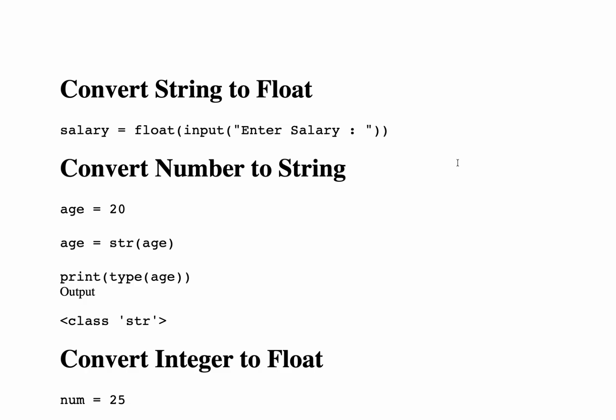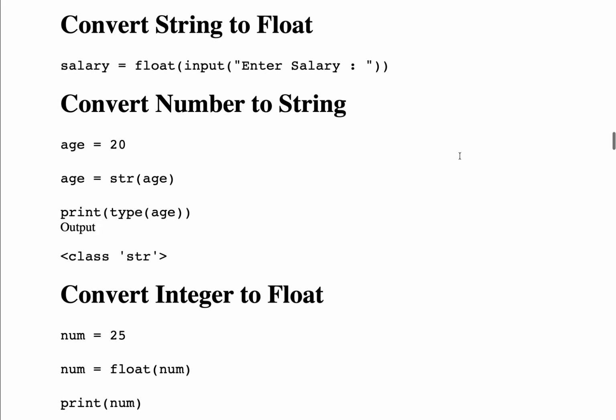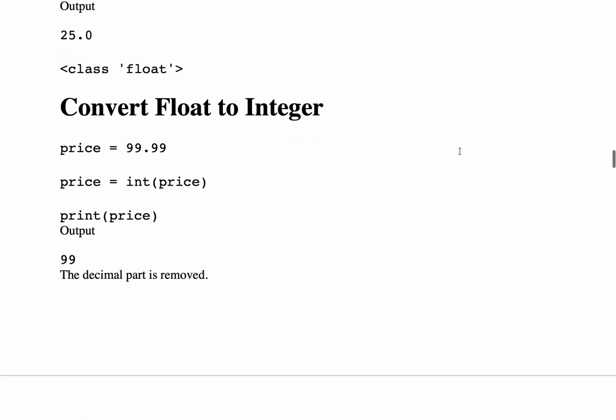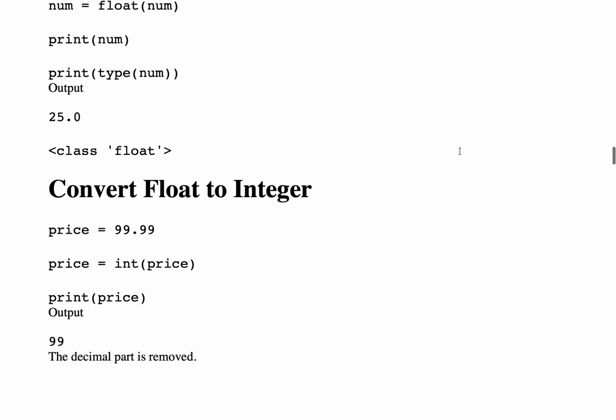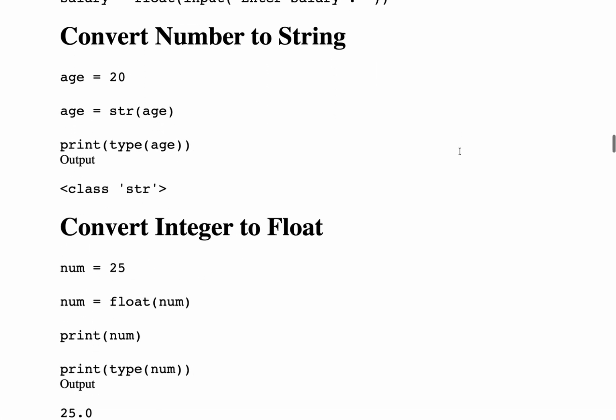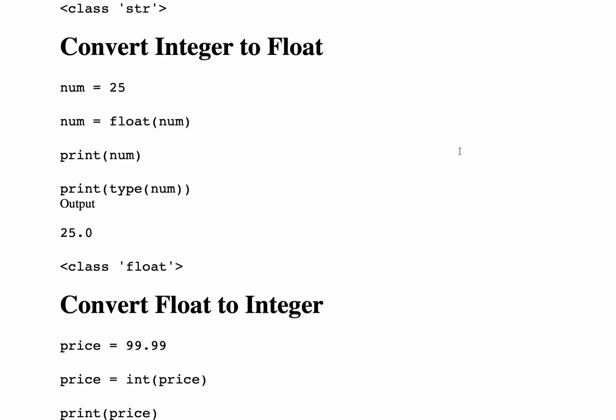Converting to boolean. Python also provides a bool function. Let's understand how it works. print(bool(1)), output True. Now print(bool(0)), output False. Similarly, print(bool("hello")), the output will be True.